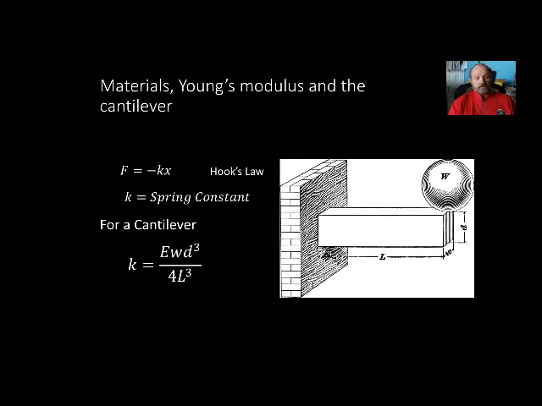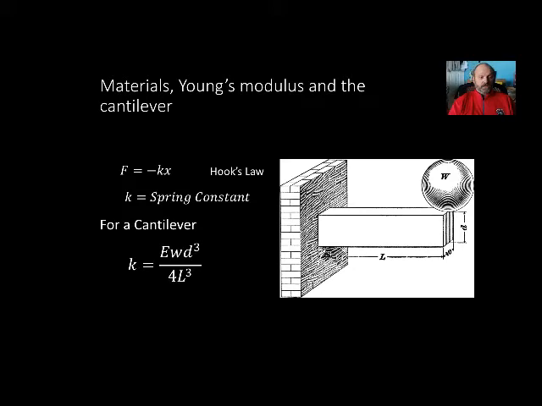Okay, for a cantilever, the spring constant is found by taking the elastic modulus E, which is the material property. You'd figure it has something to do with materials, right? And you multiply by some dimensional properties. So we've got the width of the cantilever, it's shown in this figure here. We've got the thickness of it, in this case, it's D. And the length of the cantilever. That's the length from the edge to the end of the cantilever. And that's the spring constant.